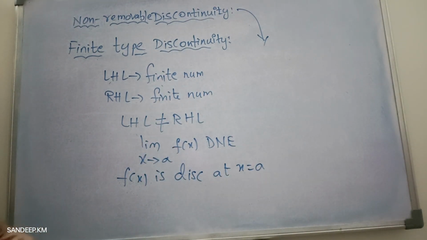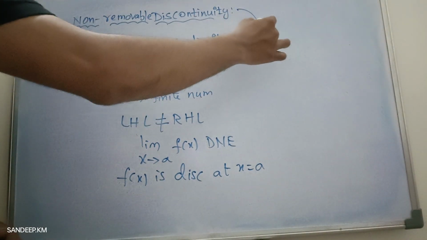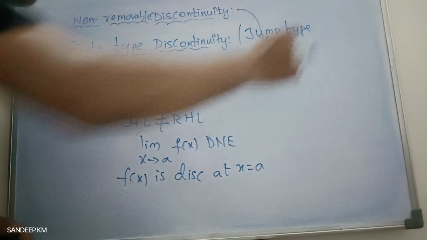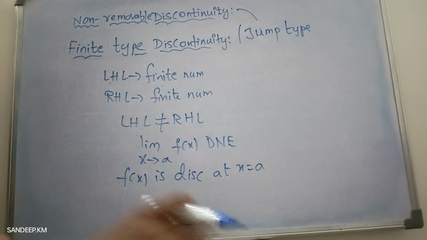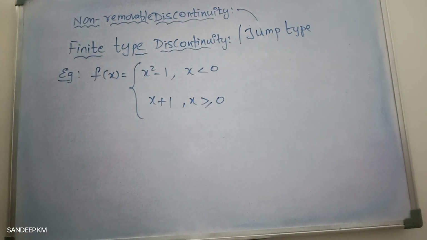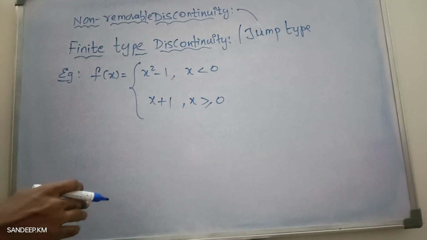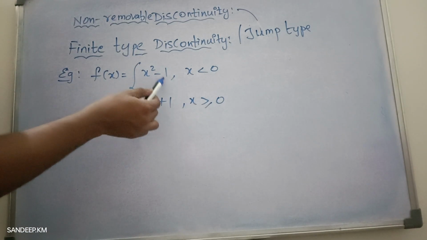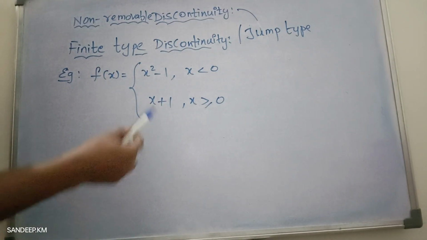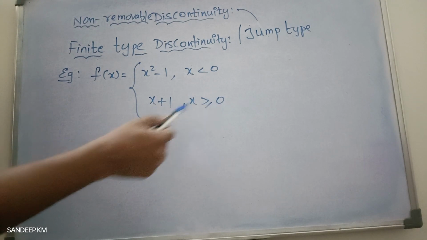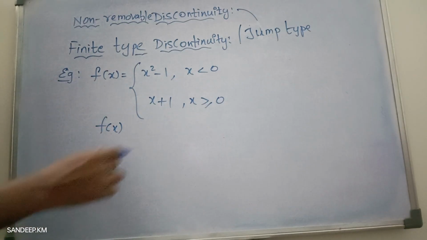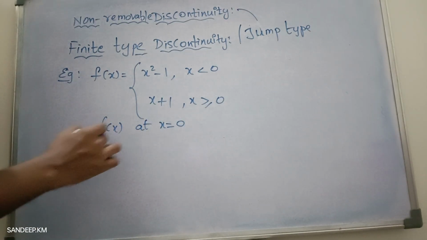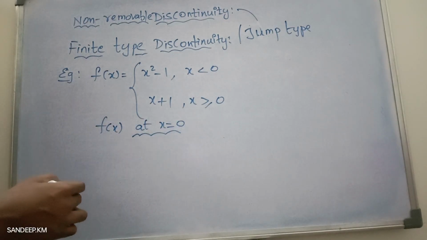Now let us take an example to understand finite type discontinuity, which is also called jump type discontinuity. Here is a simple example, dear students. f of x is defined as x square minus 1 if x is less than 0, and f of x is x plus 1 if x is greater than or equal to 0. In this case, let us discuss whether the function f of x is continuous at x equal to 0 or not.